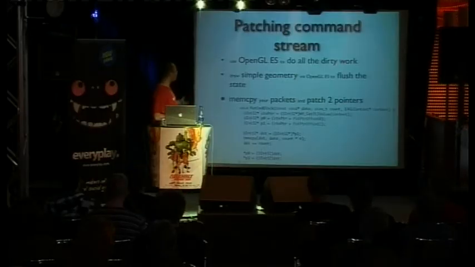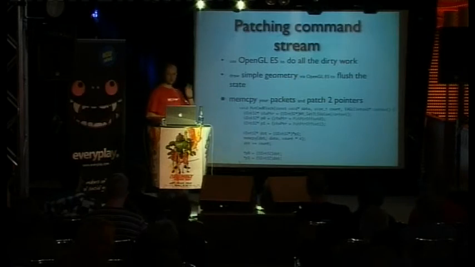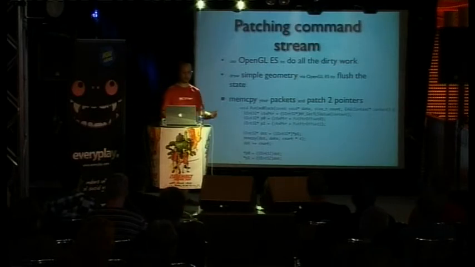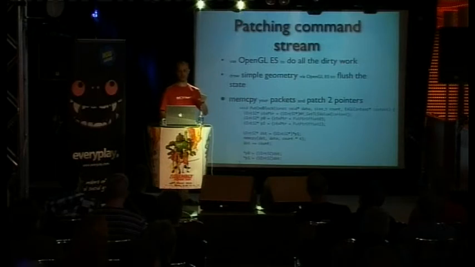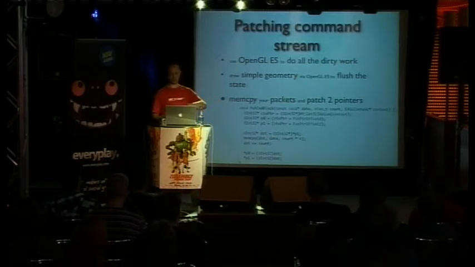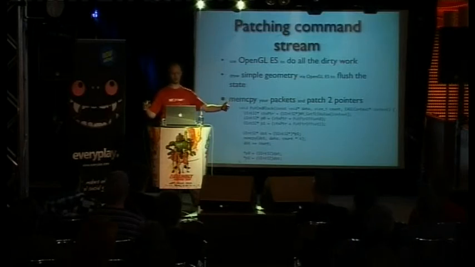So for patching, we just use OpenGLES to do all the dirty work, to set all the states and allocate all the internal structures. We set all the states, and then we just render simple geometry, for example at the start of the frame, so that it will flush all the state. And on the first couple of frames, we should render a lot of geometry to allocate all the buffers, so the command streams are big enough already.